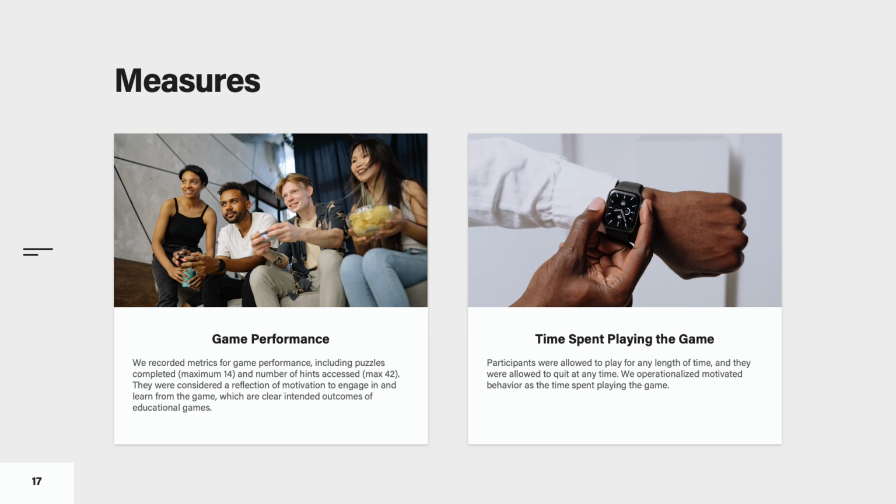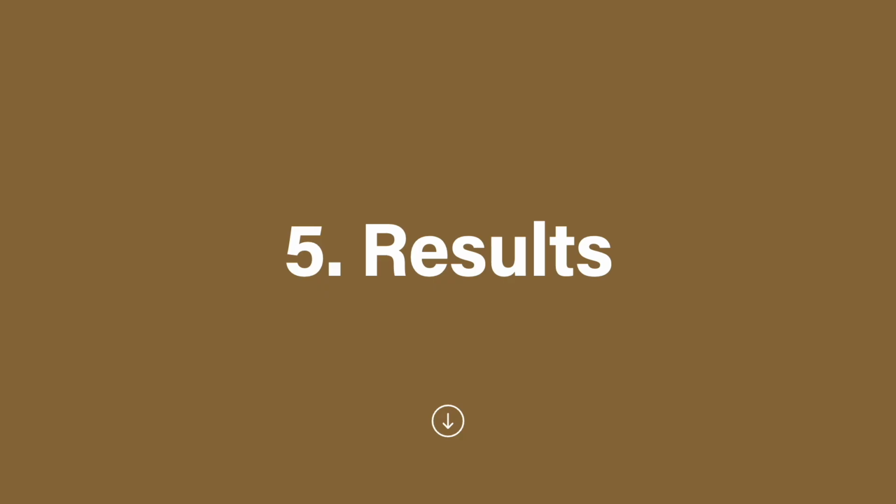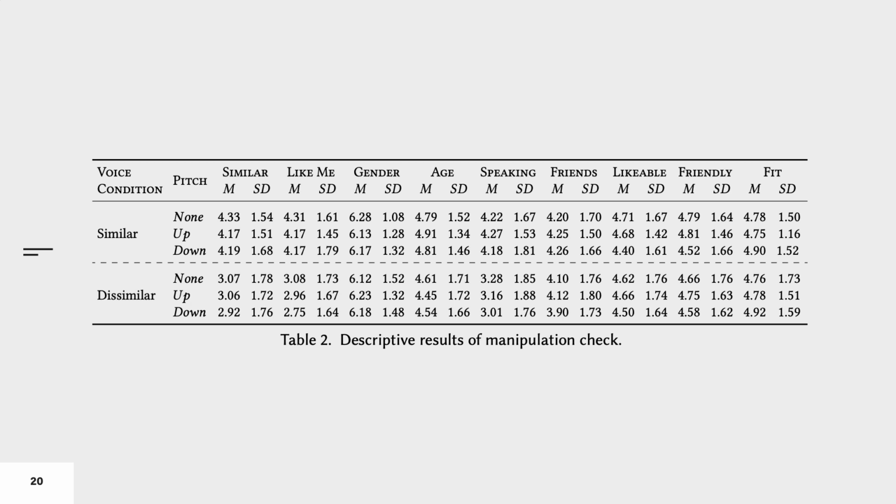Participants were allowed to play for any length of time, and they were allowed to quit at any time. We operationalized motivated behavior as the time spent playing the game. We had a total of 657 participants recruited through Amazon Mechanical Turk, and 29% of them were women. The manipulation check assessed the voice similarity manipulation and the perceived fit between the voice and the game avatar. The final results indicated that the voice similarity manipulation was successful at inducing higher perceived avatar voice similarity, and that voices in all conditions adequately fit the avatar.